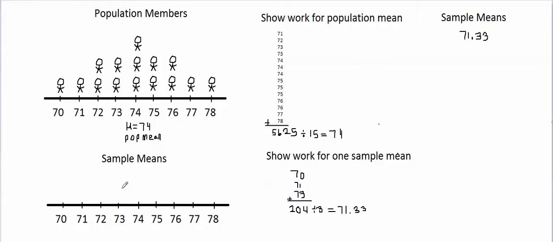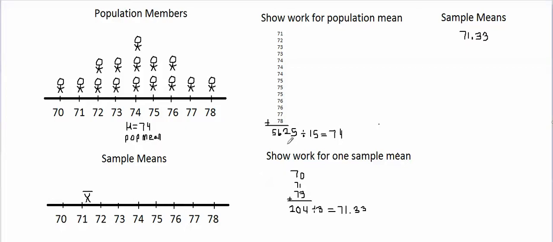And then go to this sample mean column and make a tick mark for where your first sample mean is, 71.33. So that's a little bit above 71. A sample mean is an X bar. That's the symbol for sample mean. The Greek letter mu is population mean. X bar is sample mean. So put an X bar right there.